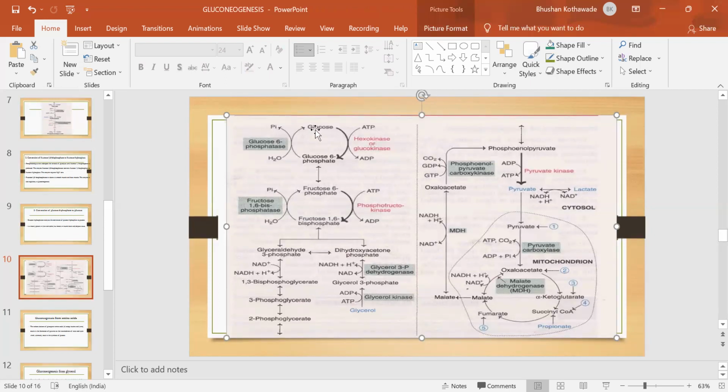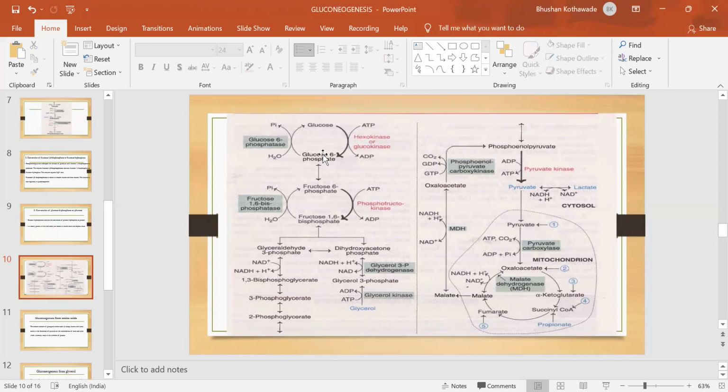Then again, this is an irreversible step. Here in glycolysis, we have used the enzyme hexokinase or glucokinase. Then for glucose 6-phosphate, here we will use a different enzyme, that is glucose 6-phosphatase. After using this enzyme, we will finally get glucose from glucose 6-phosphate. And we have synthesized glucose here from pyruvate. So those three irreversible steps are there in glycolysis. For those, we have used different enzymes, and we have synthesized glucose from pyruvate.